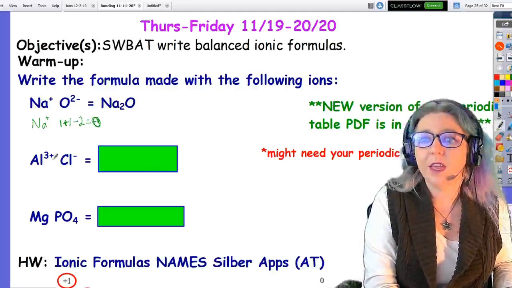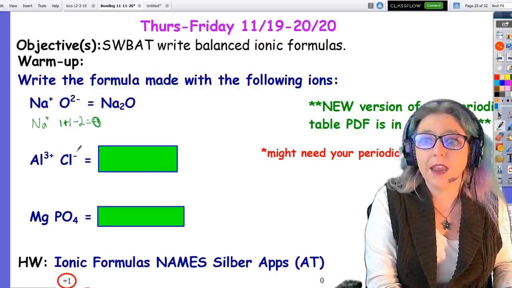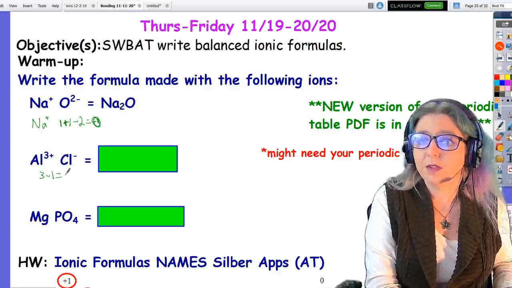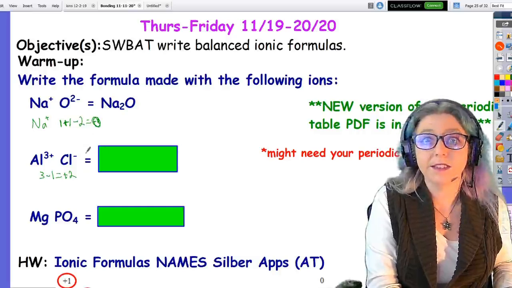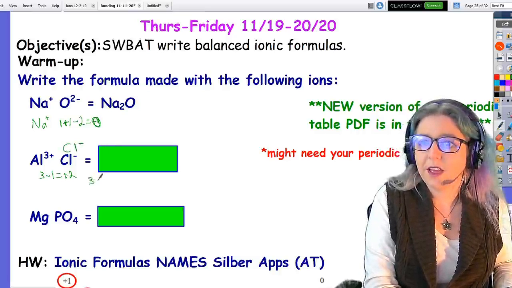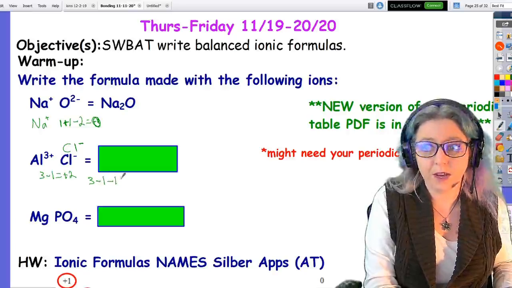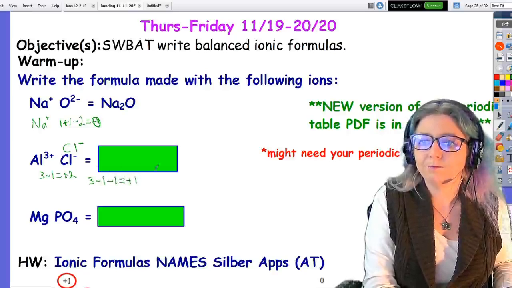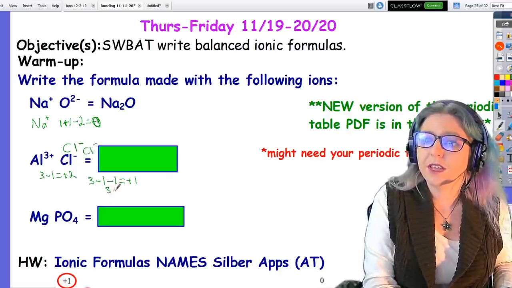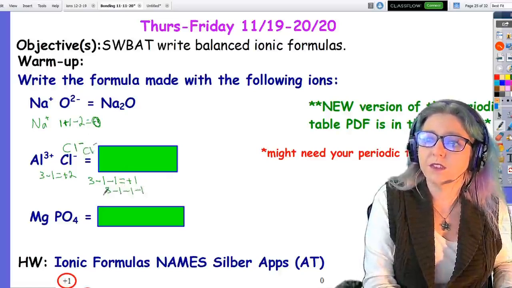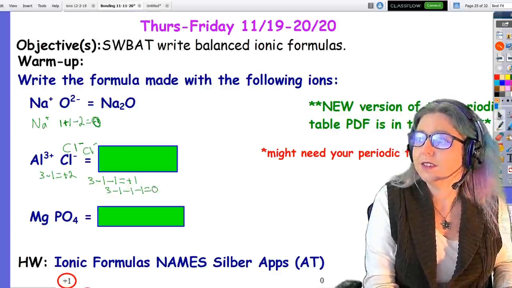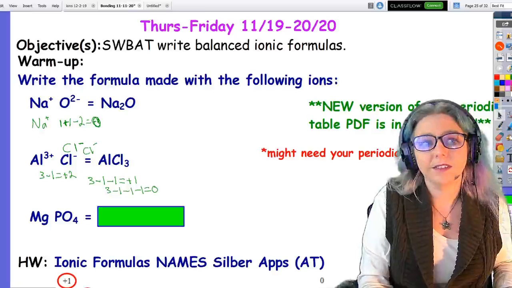Then my next one, I have a plus 3 charge from aluminum and a negative 1 charge from chloride. So I have 3 minus 1. So 3 minus 1 gives me a positive 2. Well, that's not 0. So let's add another negative. So now I have 3 from my aluminum, minus 1 from my chloride, minus 1 from my other chloride. So 3 minus 2 gives me 1. It's still not 0. So now I'm going to add another chloride. So 3 minus 1, minus 1, minus 1. So that's 3 minus 3. There we've got our 0. So I used 1 aluminum and 3 chlorides. So my final formula is AlCl3.